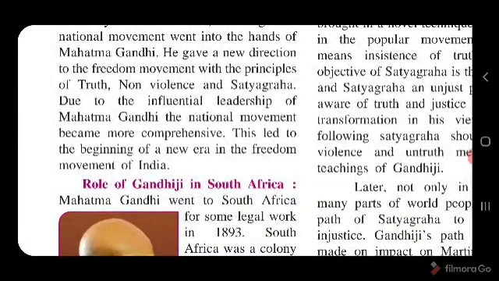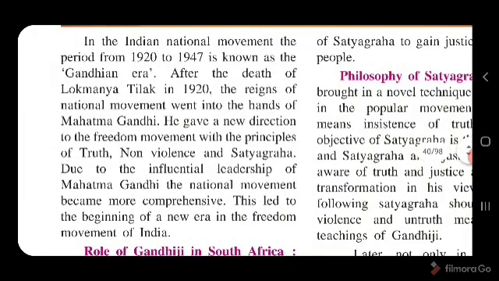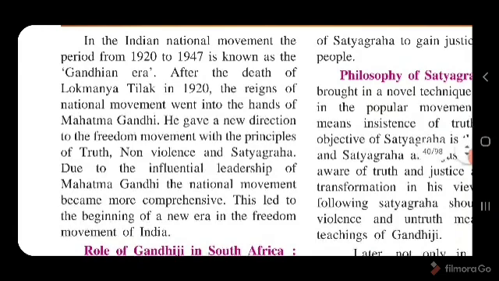This led to the beginning of the new era in the freedom movement of India. Now you know it very well. 1920 to 1947 is known as the Gandhian era. Okay. After the death of Lokmanya Tilak in 1920, the national movement went into the hands of Mahatma Gandhi. Okay, and Mahatma Gandhi gave direction to the freedom movement with very important principles, that is truth, non-violence and Satyagraha.